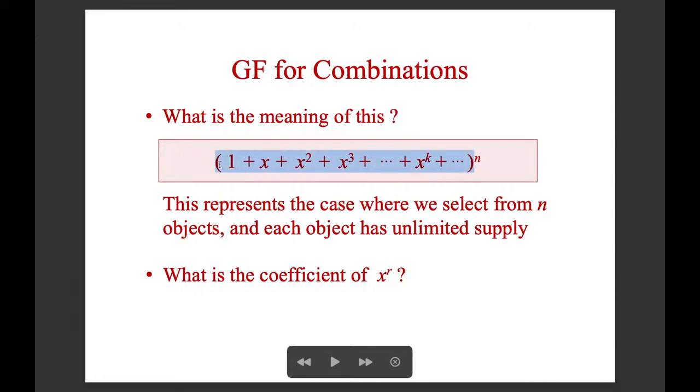This expression, this polynomial to the power n. Because it is to the power n, that means that we have n types of objects. We have n choices to make.